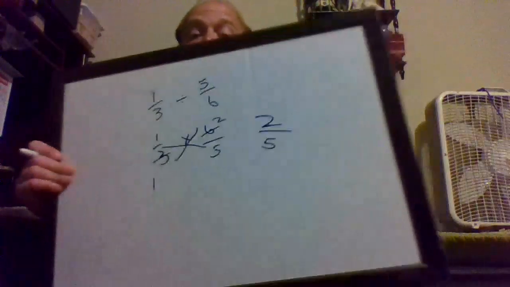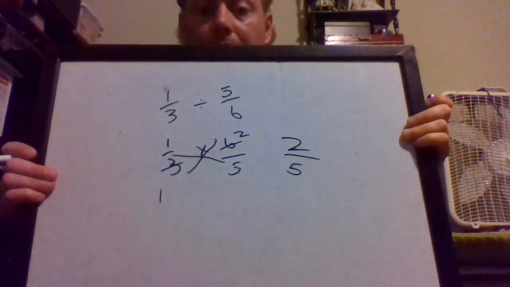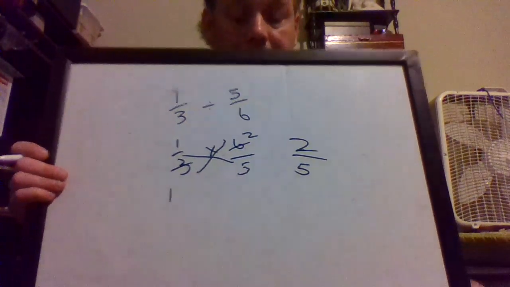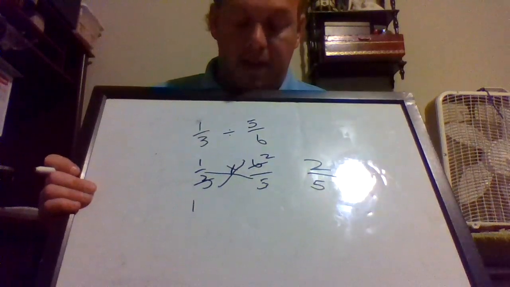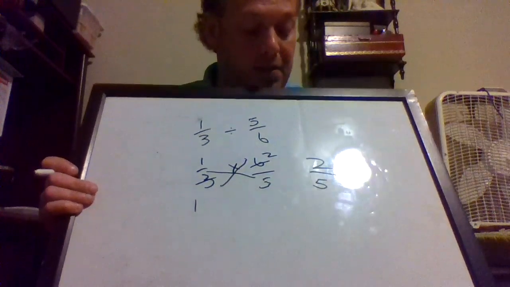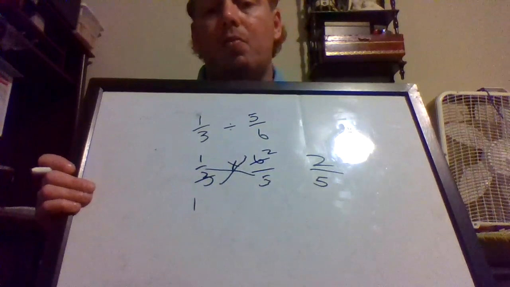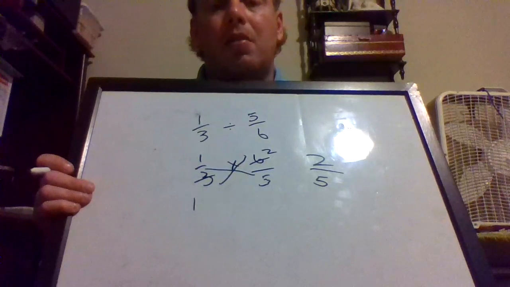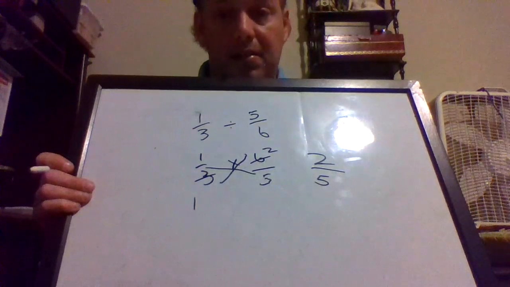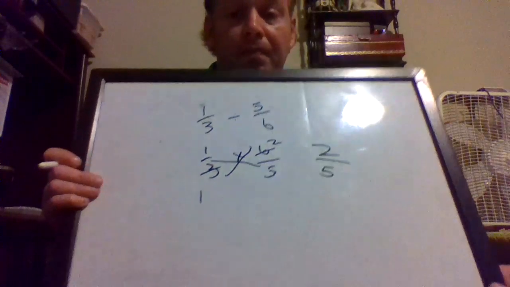So our final answer is 2/5. But what I would say, go back to your original problem. 1/3 divided by 5/6 is 2/5. So that's the easiest way to do that.